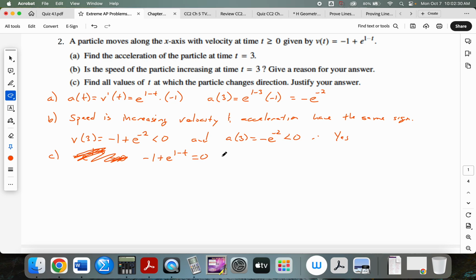So that's going to be, I wonder if we can do this by hand. e to the 1 minus t is equal to 1. Take the natural log of both sides. We get 1 minus t is equal to the natural log of 1. And the natural log of 1 is 0. So the only possibility is t is equal to 1.